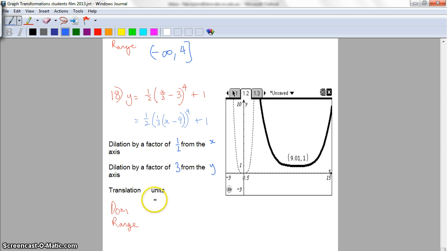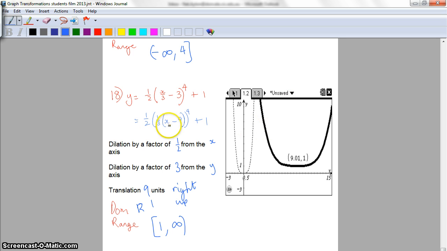Okay, and it's a translation of 9 units right and 1 unit up. Now the domain for this graph is going to be all real numbers, and the range is going to be from the minimum all the way up to the maximum, with the maximum being infinity. The minimum looks like it's going to be from and including 1 all the way up to infinity.